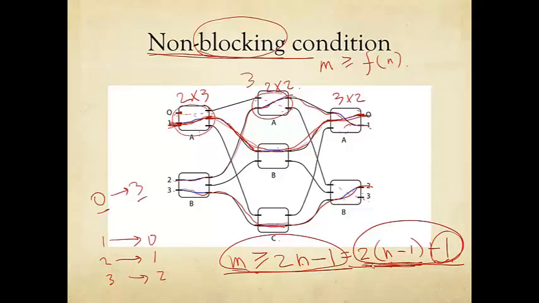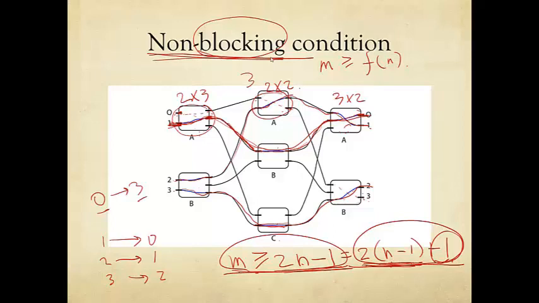And that is where we get this lower bound. 2 times (n minus 1) plus 1, which simplifies to 2n minus 1. If you have that many middle stage switches, if your m in the Clos network specification is at least as big as this number, then you have non-blocking.